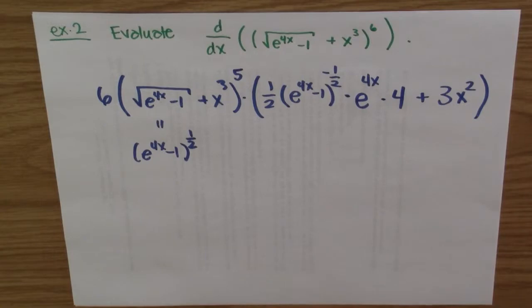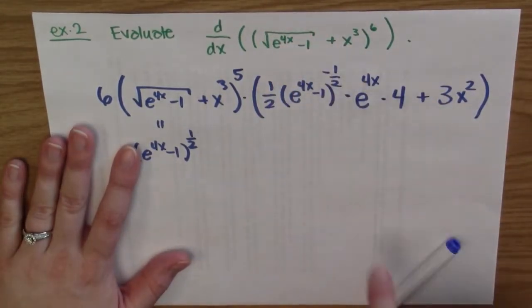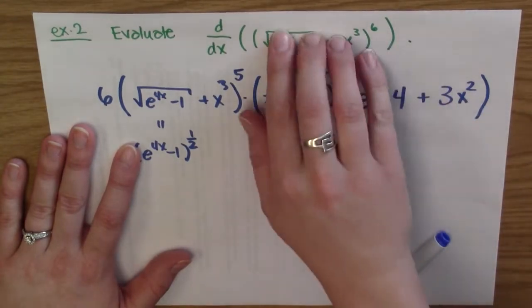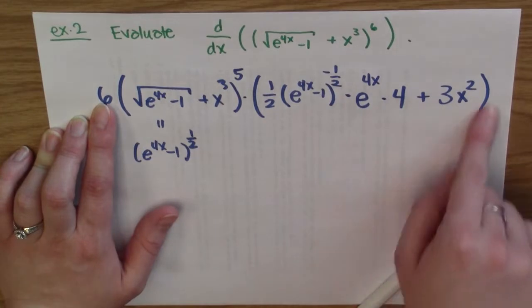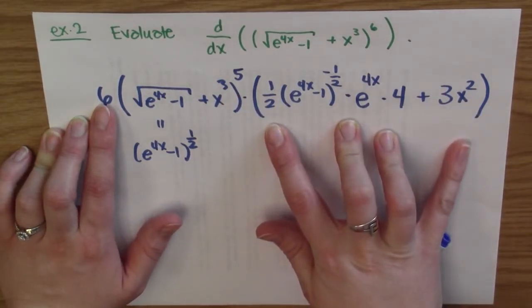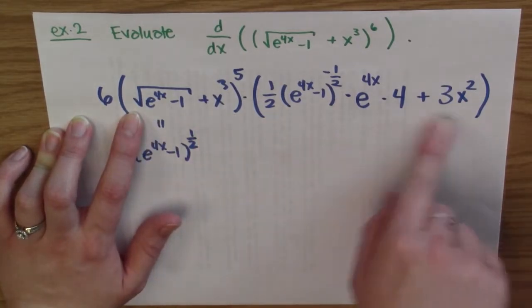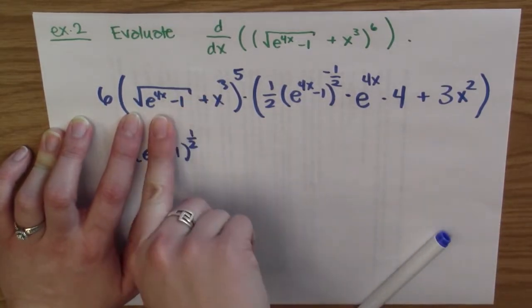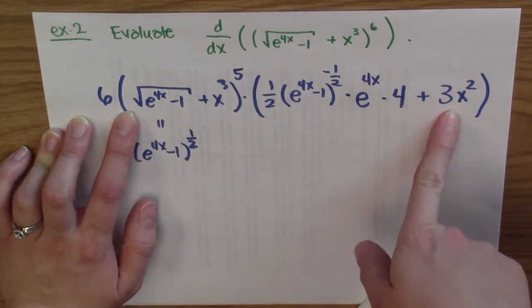All right, so here were a whole bunch of functions. The outermost function, I have some big blob to the 6th power. So I have 6 times blob to the 5th power times the derivative of the blob. All right, so then we evaluate what is the derivative of the blob. Well, the x cubed, that derivative is fine. And by the fact that the derivative of the sum is the sum of the derivatives, I can just put that derivative there and not worry about it.